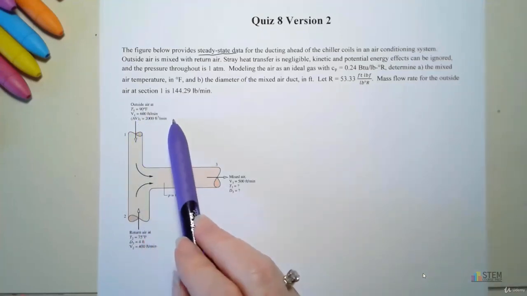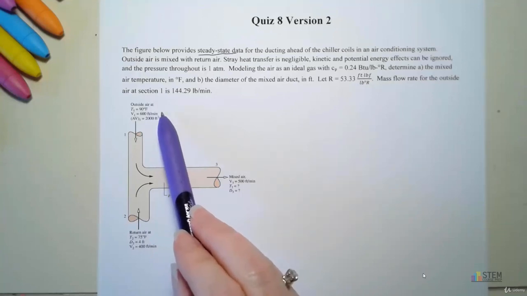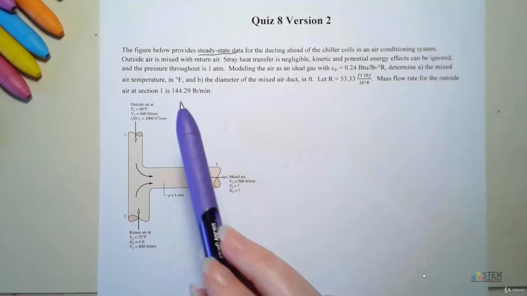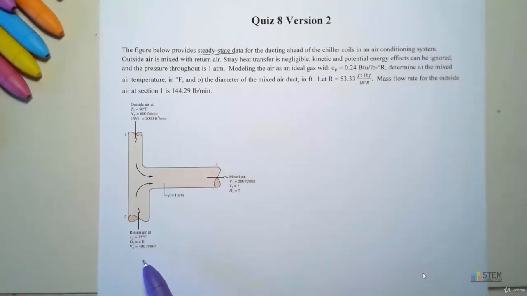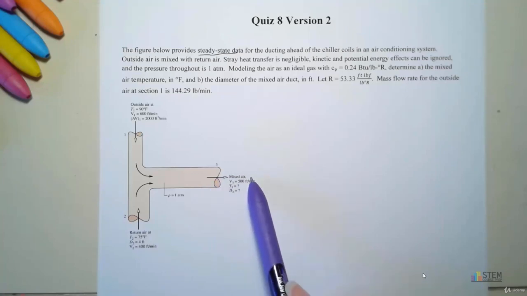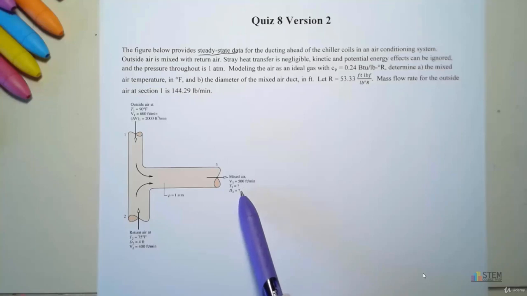Here's your properties. You've got your temperature, your velocity. Notice it's in feet per minute. You've also got your volumetric flow rate. The return air is at 75 degrees, gives you the diameter of this opening, and then it gives you the velocity there. Pressure is going to be 1 atmosphere throughout this system. And then at exit point 3 here, we're going to have mixed air. Velocity is going to be 500 feet per minute, and we want to find T3 and D3.